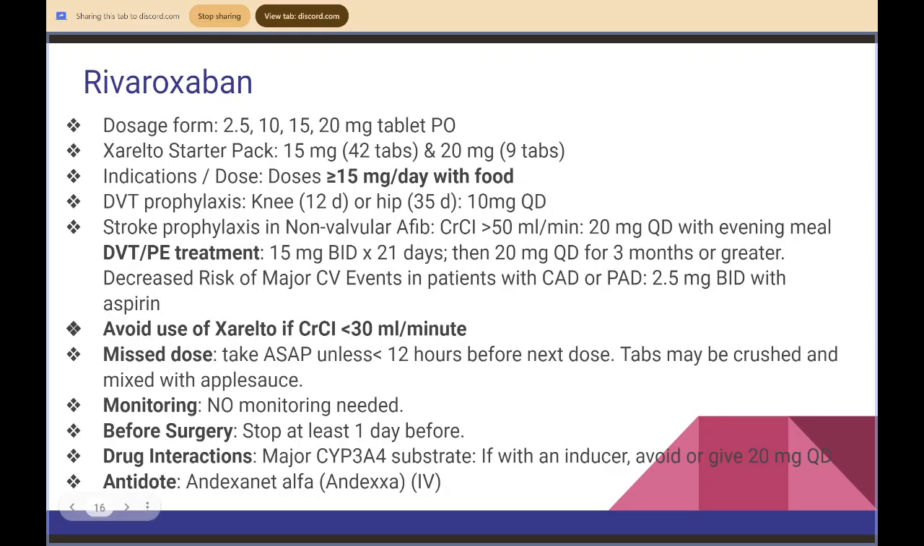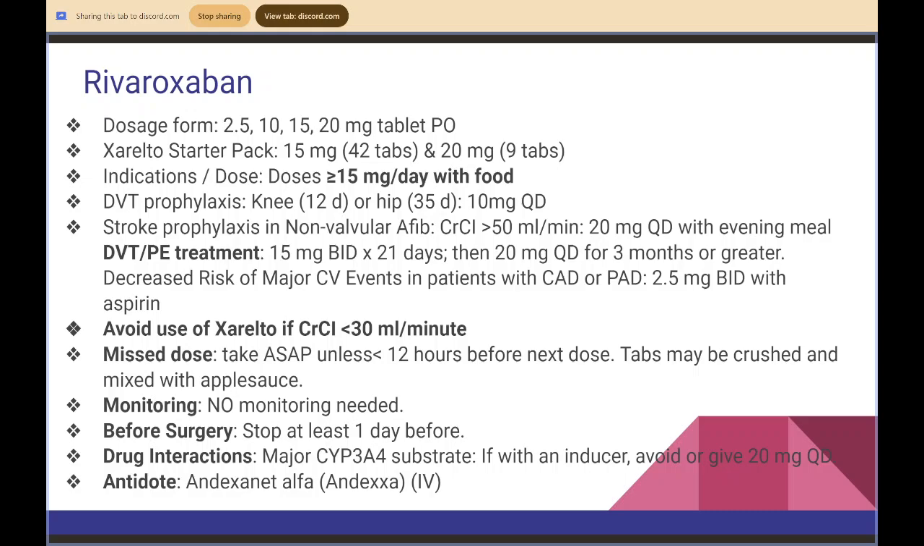All right, now we're going to go to rivaroxaban. The brand name here is going to be Xarelto. There is a starter pack. The dosage forms are listed. And remember that if a patient is taking greater than 15 mg per day, make sure it's with food. If it's DVT prophylaxis because of knee or hip surgery, the times are 12 days and 35 days, 10 milligrams once daily.